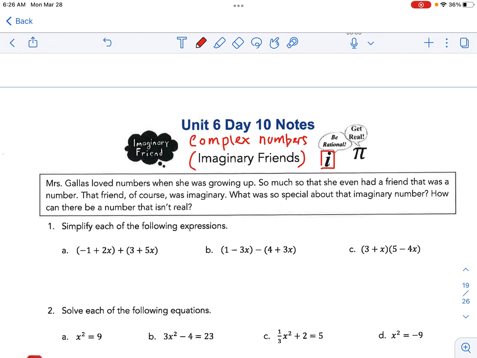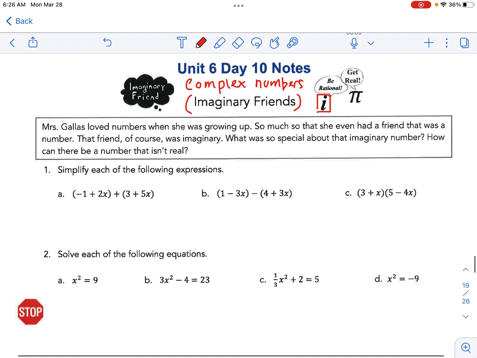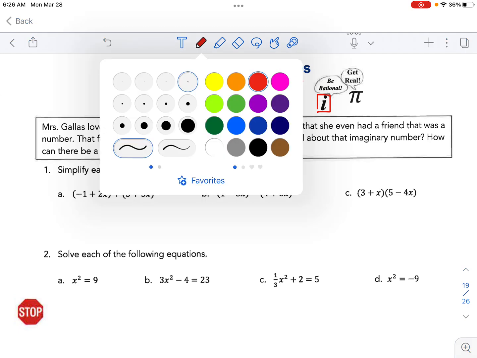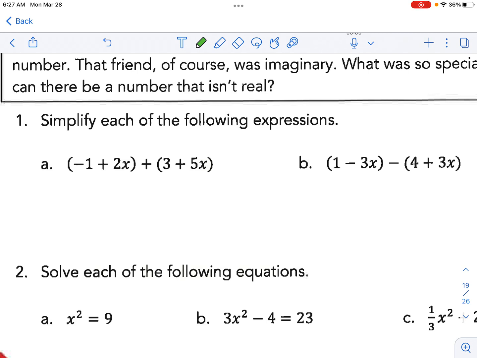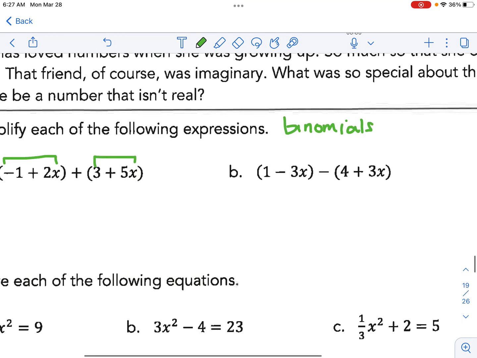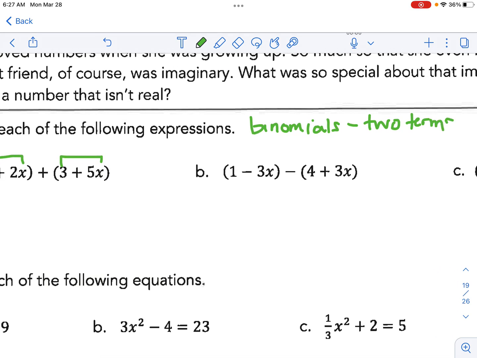So we're going to start out, because we deal with complex numbers the same way we deal with any typical binomial. We're going to start with something you're familiar with, and that is combining two binomials. So these are binomials. Binomials means two terms.